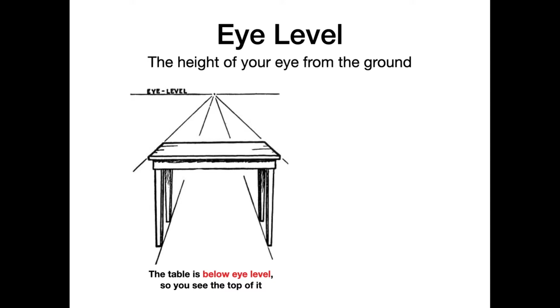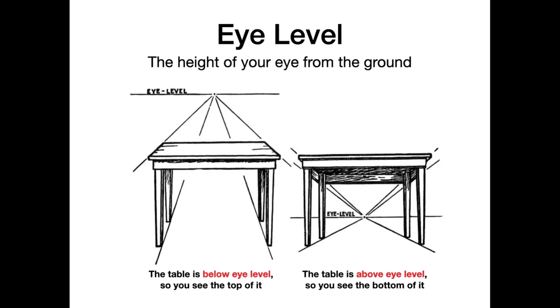If you are standing up and a table is in front of you, chances are the table is below eye level. So as you can see here, you can see the top of the table. But if you were sitting on the ground, now your eye level is low to the ground. And that means you're underneath the table. And now you can see the bottom of the inside of the table. So when you are drawing, you always need to remember where your eye level is, because it will affect if you are seeing the top of something or the bottom of something.